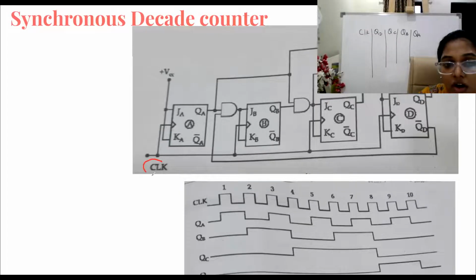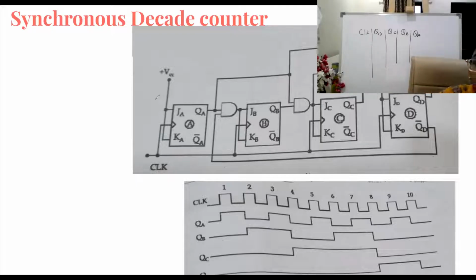You can see the clock. The clock is given to the first one also. The same thing is given to the second one also. The same thing is given to the third one also. The same thing is given to the fourth one also. Hence, this is known as a synchronous counter. सबको एक ही दिया है.